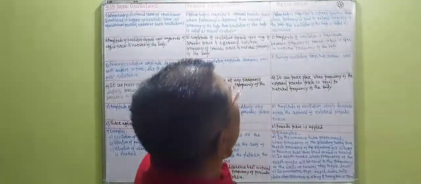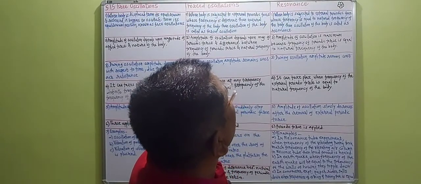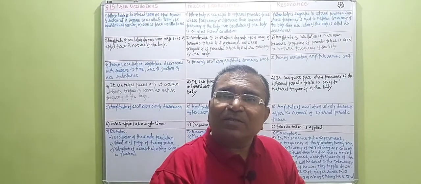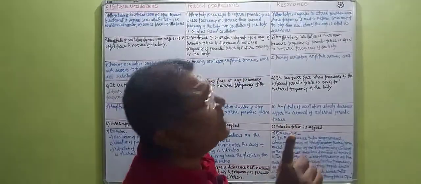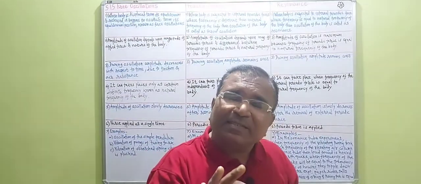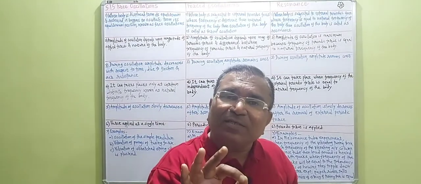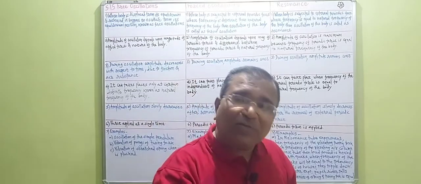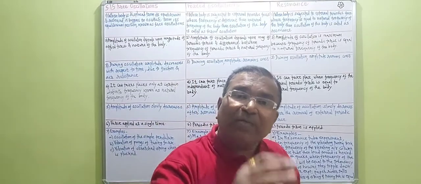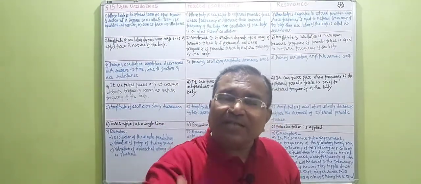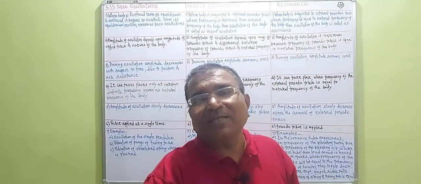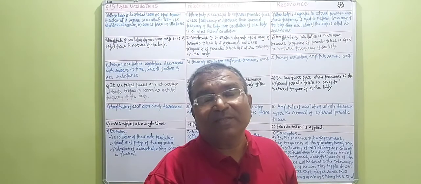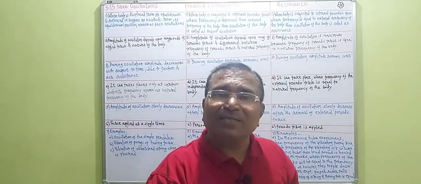The next point is that the amplitude of oscillation is maximum. Why maximum? Because the frequency of the periodic force is equal to the natural frequency of the body. When the frequency of the periodic force matches the natural frequency of the body, the body vibrates with maximum amplitude. Such an oscillation is called resonance.